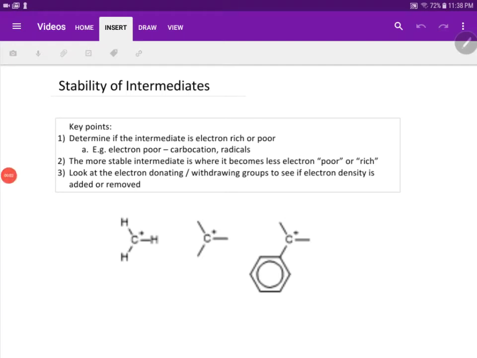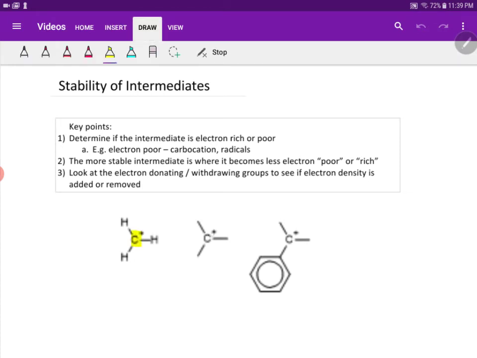Hi everyone. In the last two lessons, we talked about the inductive effect and the resonance effects. Both of these fall under the bigger concept of electronic effects. So in this lesson, we are going to combine these two concepts together to explain the stability of intermediates. For our intermediate in this case, we are using carbocation ions.